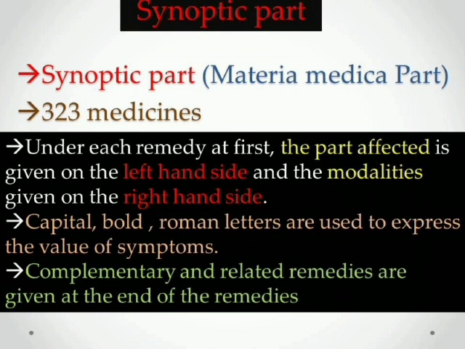The synoptic part, or materia medica part, has 323 medicines. Under each remedy, at first, the part affected is given on the left-hand side and the modality is given on the right-hand side. Capital, bold, Roman letters are used to express the value of symptoms. Complementary and related remedies are given at the end of the remedies.